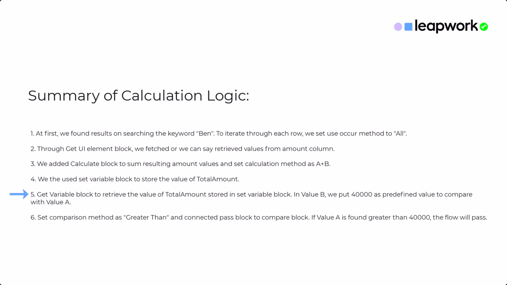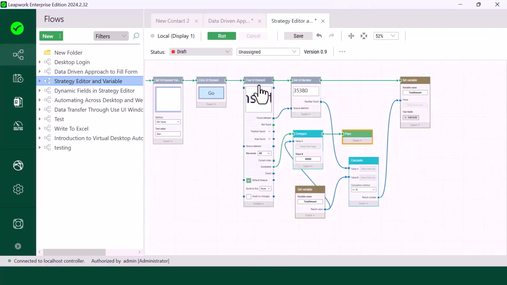Then we added getVariable block to read, or we can say retrieve the value of total amount stored. In value B, we entered 40,000, which we have set as the predefined value for comparing with value A. We set the comparison method to greater than and connected the pass block. If the value A is found greater than 40,000, our flow will pass. Now, let's run the flow.